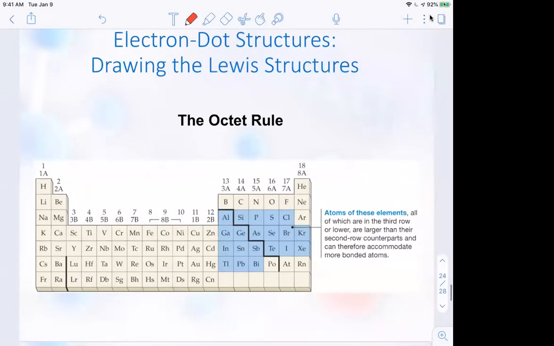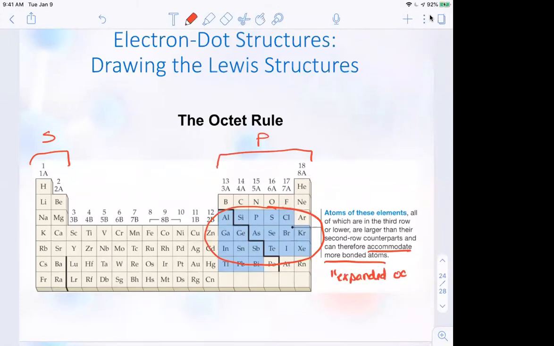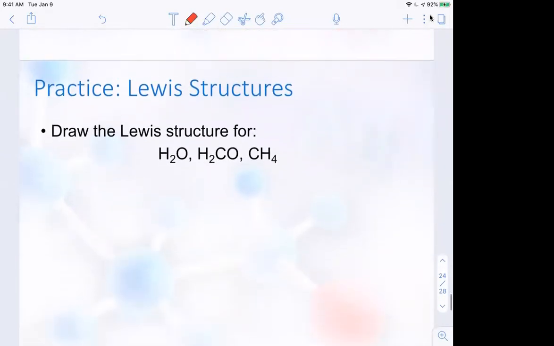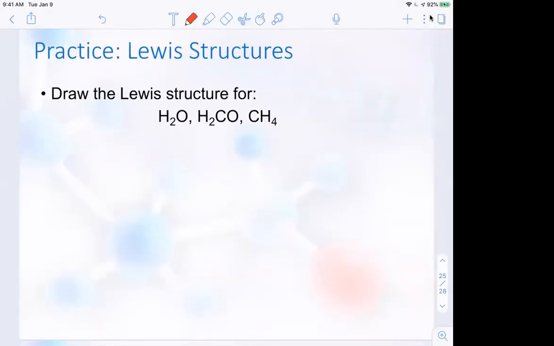Here, my octet rule is applying to the s block and the p block. Recognize anything in row 3 here can accommodate more bonded electrons. That's called an expanded octet. And hopefully you've talked about that when you talked about Lewis bonding in your prerequisite class. So let's practice using this.